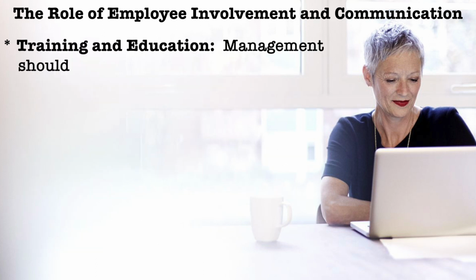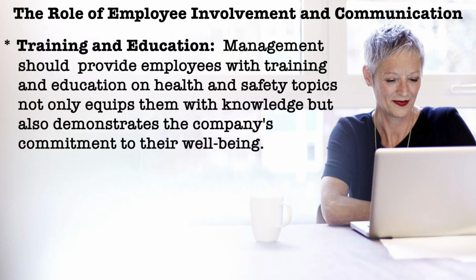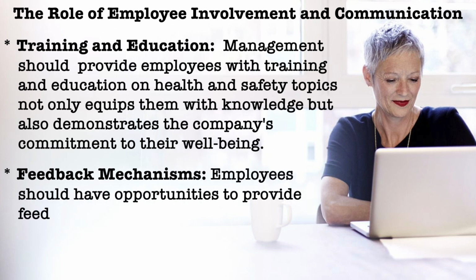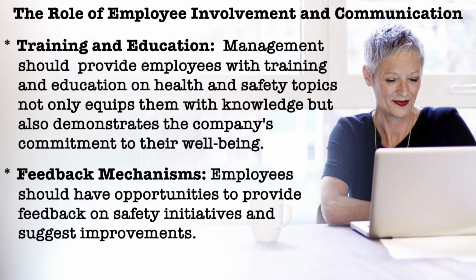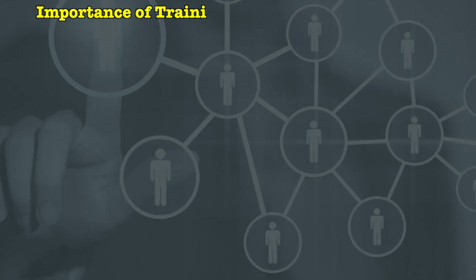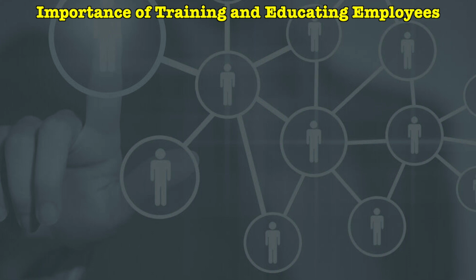Next one is training and education. Management should provide employees with training and education on health and safety topics. This not only equips them with the knowledge but also demonstrates the company's commitment to their well-being. Feedback mechanisms should also be introduced, meaning employees should have opportunities to provide feedback on safety initiatives and suggest improvements. Next, we will discuss the importance of this training and education for employees.